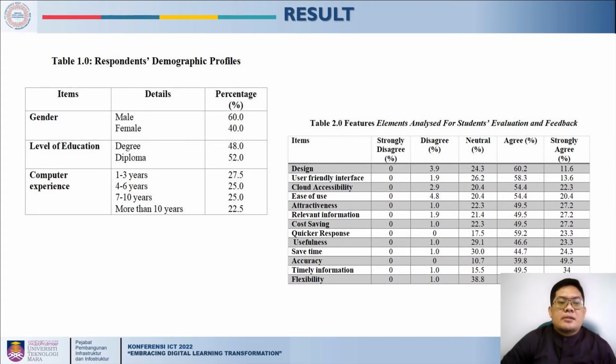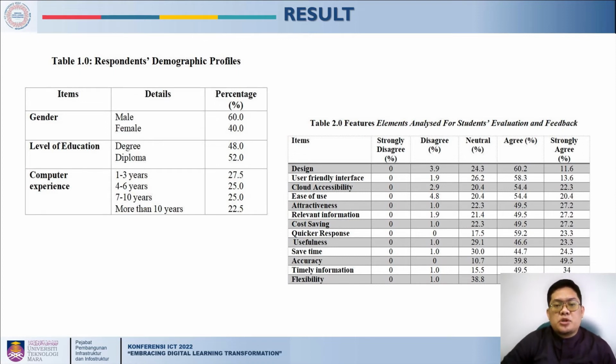Next, the computer experience. Computer experience means, do they have computer literacy? So 1 to 3 years is 27.5%, 4 until 6 years, 25%, 7 to 10 years, 25%, and more than 10 years, 22.5%. That is table number 1, respondent demographic profiles.